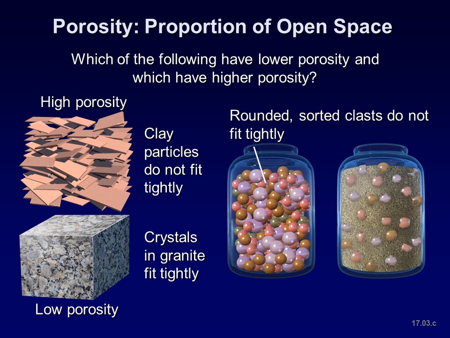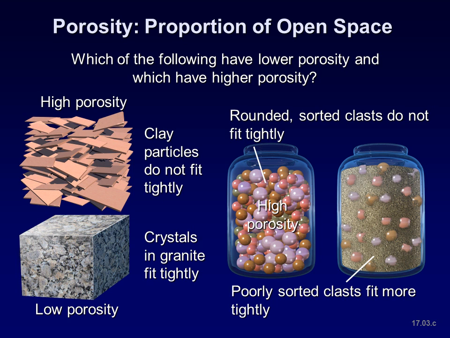Then we're going to look at the next one. We have rounded, sorted clasts that do not fit tightly together. Okay, so you can think of this, they kind of look like gumballs here. So imagine all of the space that's in between those gumballs. Is that going to be high porosity? Does it have a lot of space? Or low porosity, not a lot of space? Right, that's going to be high porosity. If you poured water into that jar, it would fill in all kinds of space there.